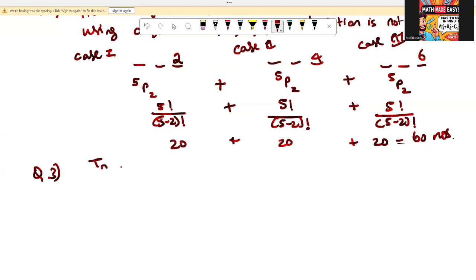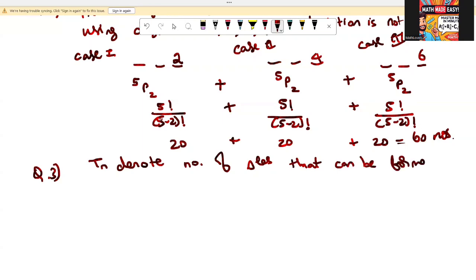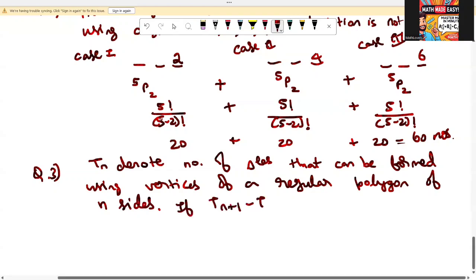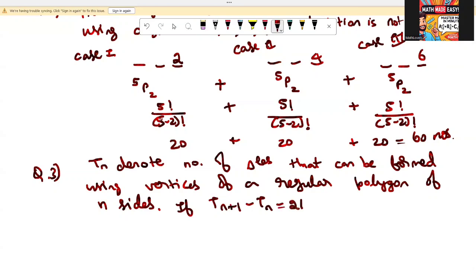So Tn denotes the number of triangles that can be formed using vertices of a regular polygon of n sides. They are saying if Tn plus 1 minus Tn is equal to 21, what is the value of n?